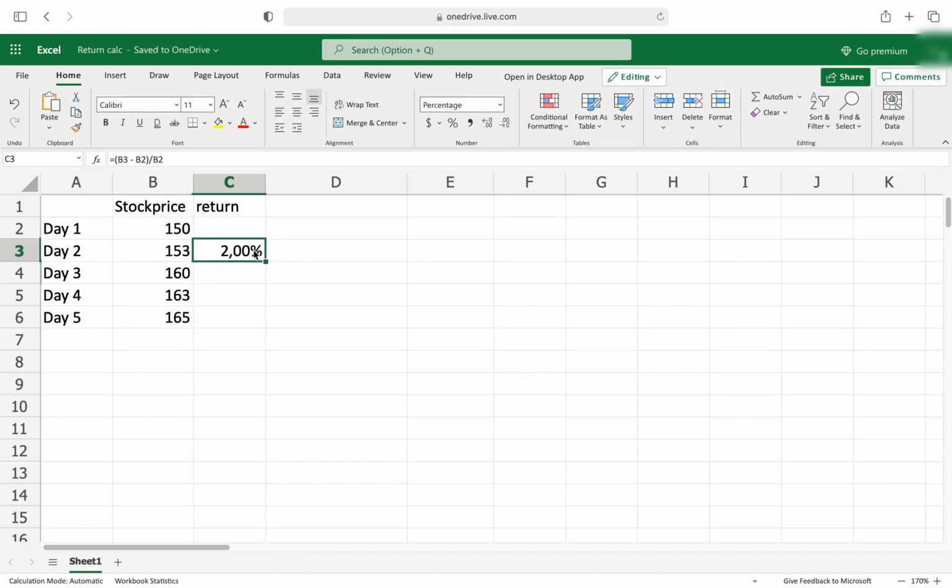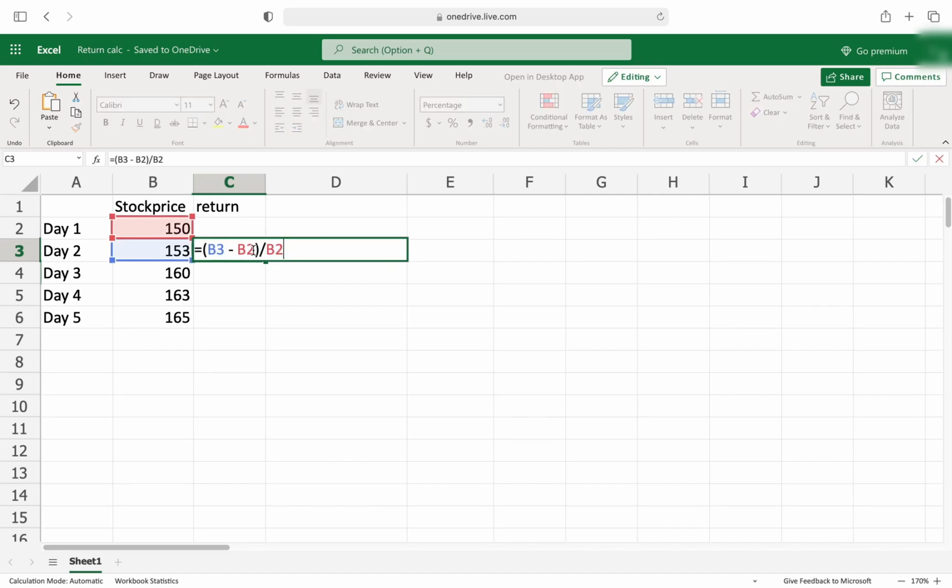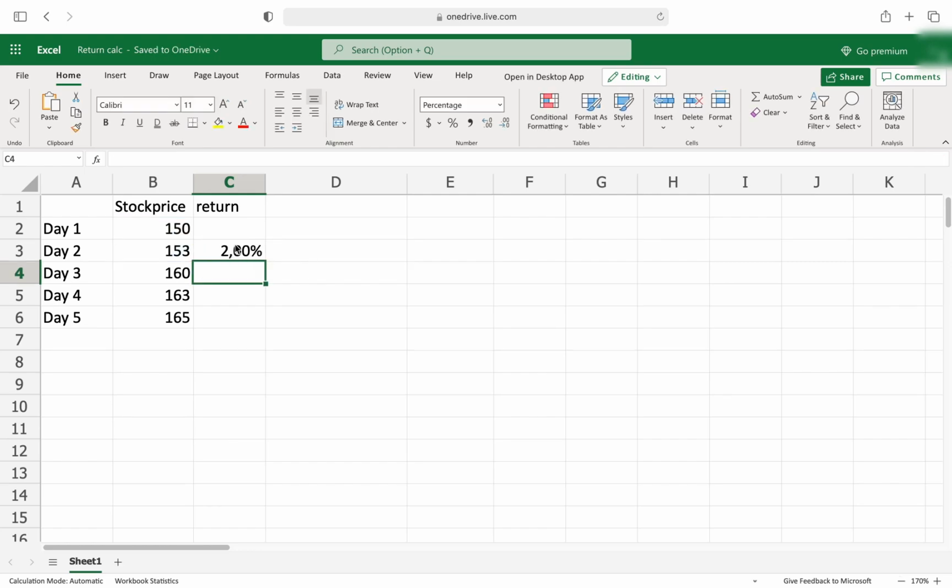Okay. Now, this is important. You can shortcut this formula. For that, you just need some basic understanding of fractions. So you could write this equation in this way. Just take B3 divided by B2. So we're taking B3 divided by B2, and subtract B2 divided by B2 here. And we are ending up with the same return, 2%.